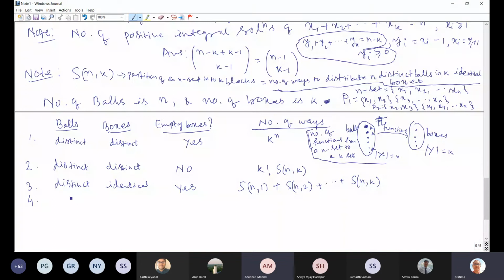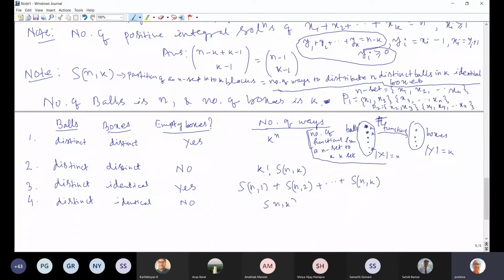And the next case will be distinct balls, and here identical boxes, and here no box remains empty. So what will be this number? You tell me. You are able to answer after so many discussions. SNK, yes, SNK. This is just the definition of your SNK.